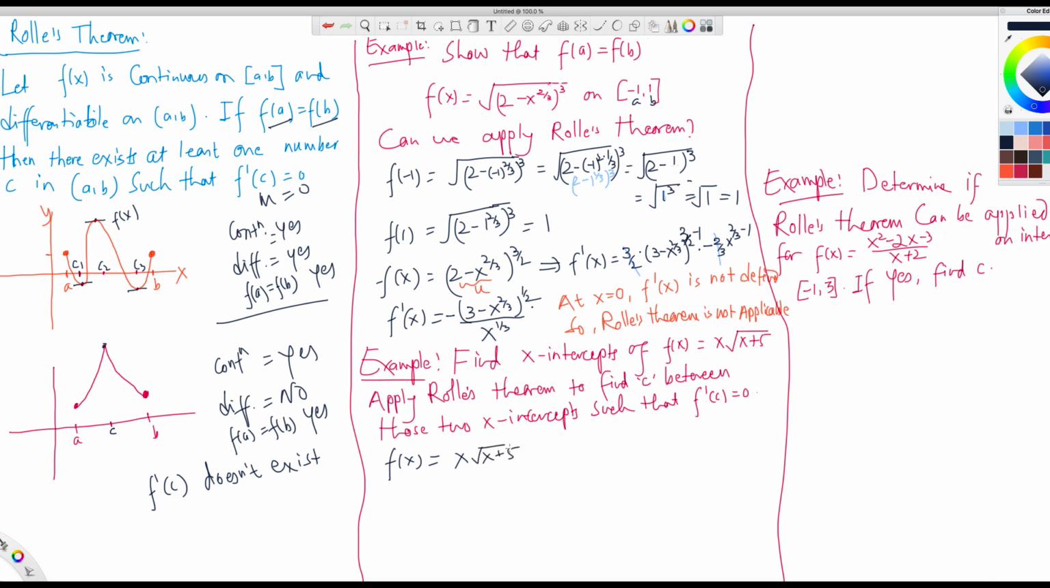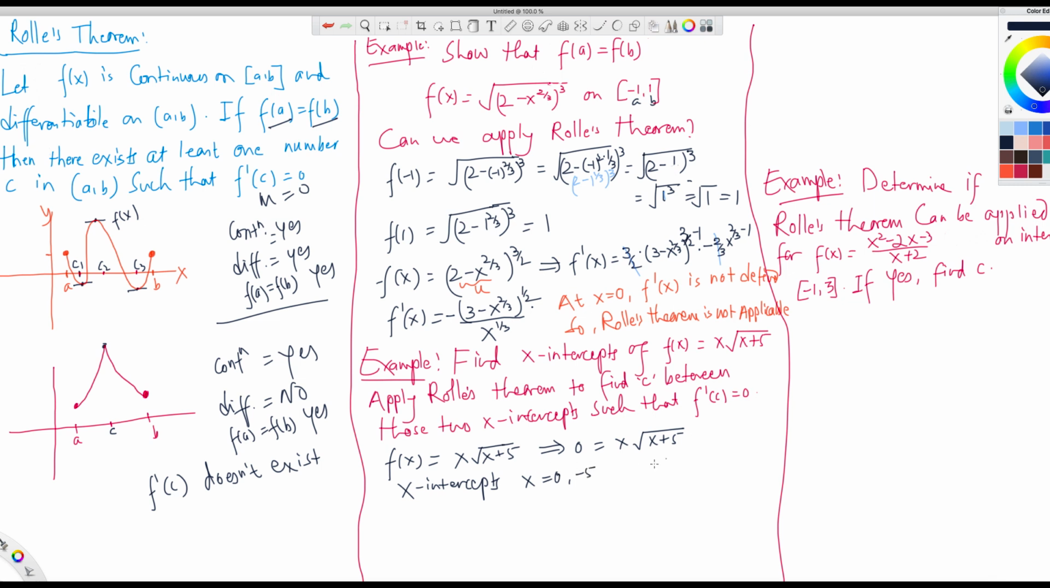How do you find the x-intercept? To find the x-intercept, we set y equals 0, right? So this implies 0 equals x root under x plus 5. So you solve x equals 0 and x plus 5 equals 0. What are the x-intercepts? The x-intercepts are x equals 0 and -5.